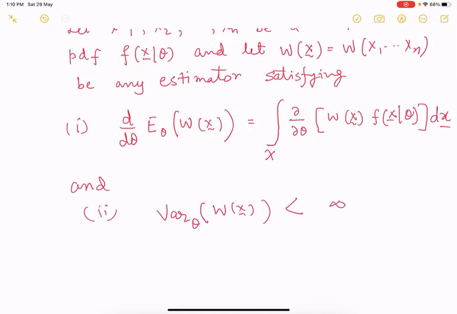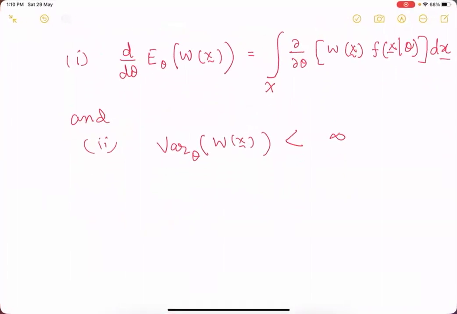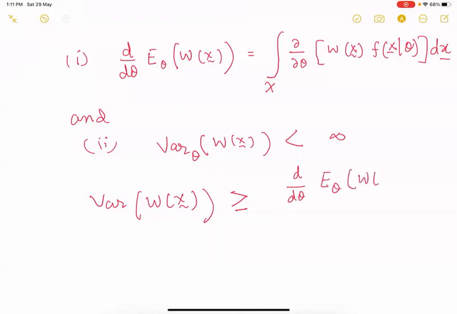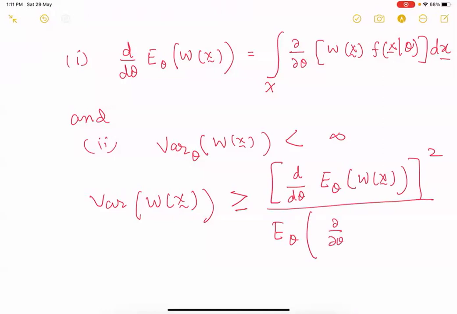If these two conditions hold true, then variance of W of x tilde is greater than or equal to d by d theta of E theta of W of x tilde, this entire thing whole square, divided by E theta of del by del theta of log of f of x tilde given theta, whole square.